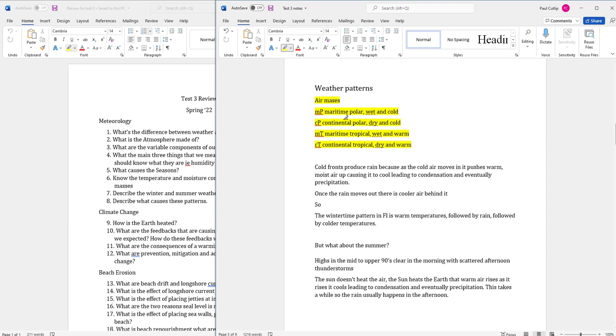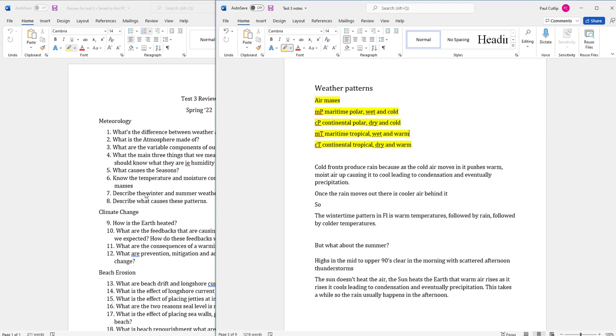So maritime polar is wet and cold. Continental polar is dry and cold. Maritime tropical is wet and warm. Continental tropical is dry and warm. And I don't think you need me to tell you that this is what we usually have sitting over us, which I just unhighlighted. There we go.